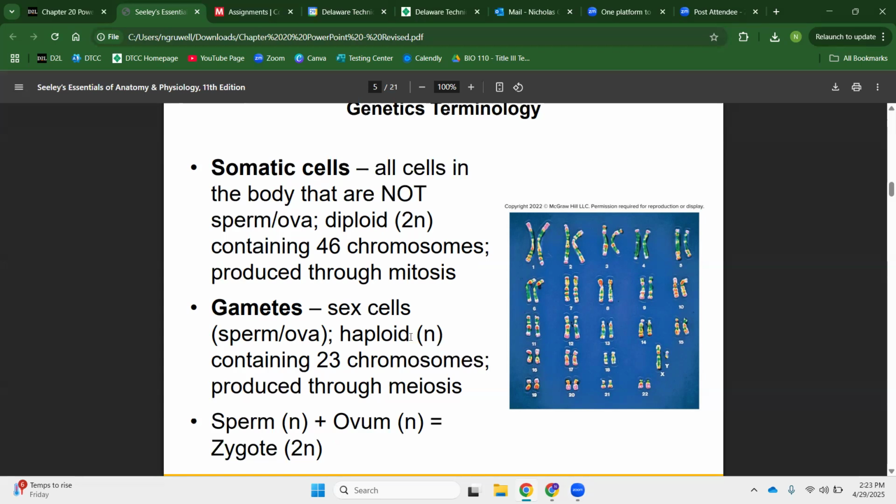We called those haploid cells. They just have 23. We don't multiply by two because our sperm and our ovum that are both haploid will combine to make a zygote that's a diploid cell. So if we started with 46 total in each of our sperm and ovum, this zygote would have twice as much as it needs for its full recipe.